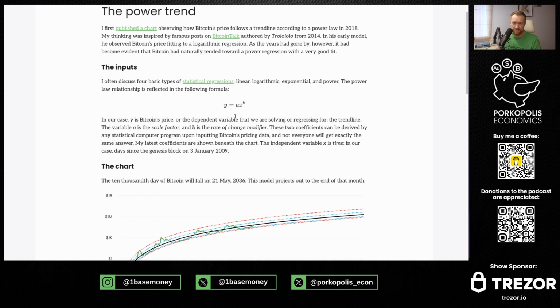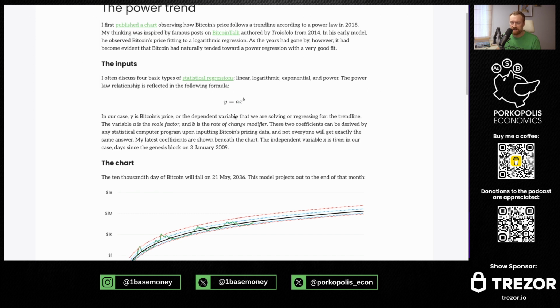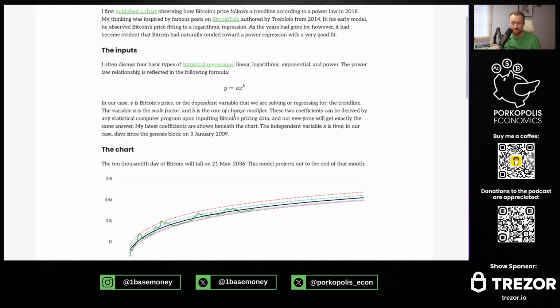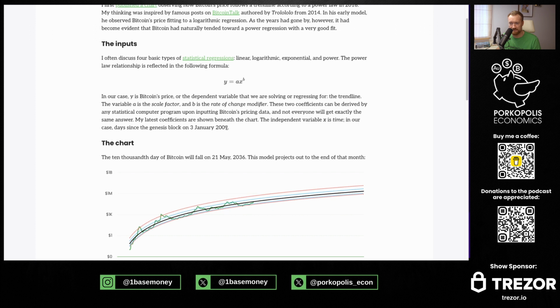Y, which is our dependent variable that we're going to try to predict, equals AX raised to the power of B. X is the independent variable. In this case, it's time, specifically days since January 3rd, 2009, the Genesis block. And as it happens in finance, as well as computer science, this is time zero. This is day zero, January 3rd, 2009.